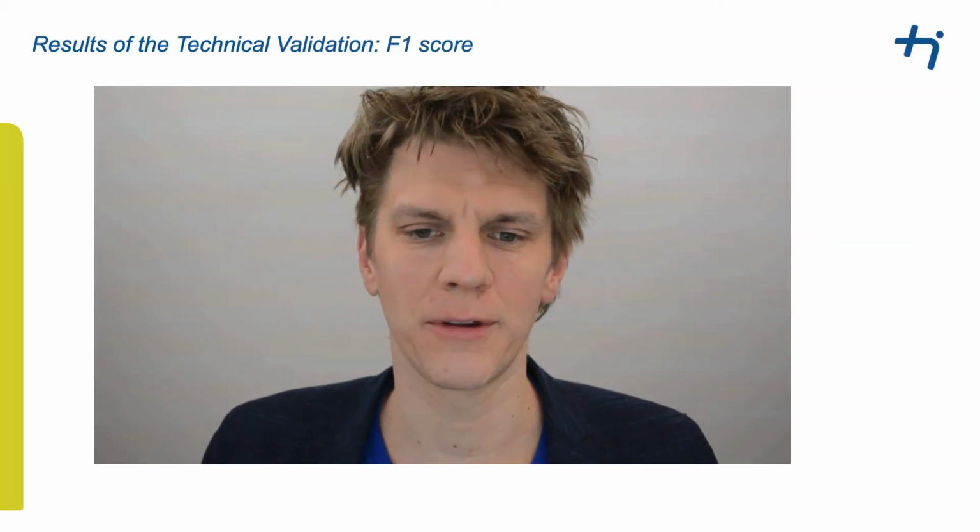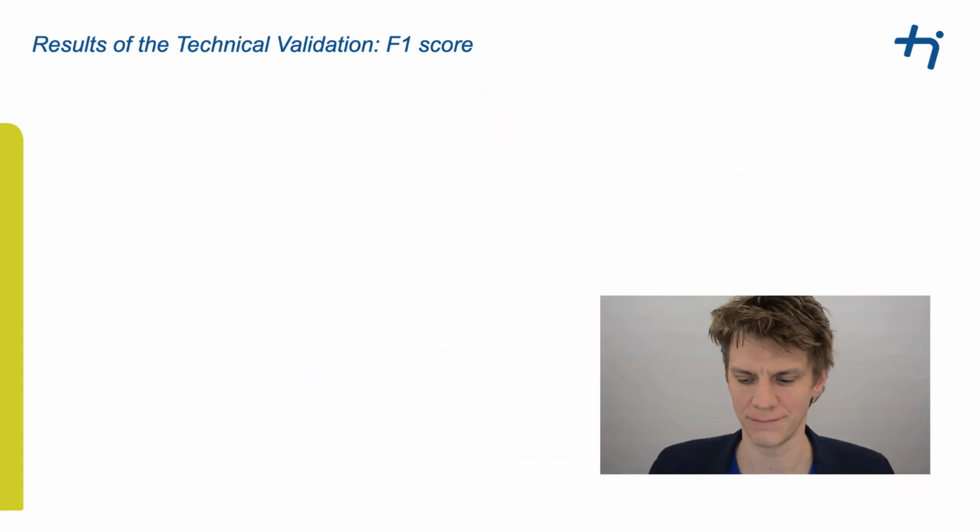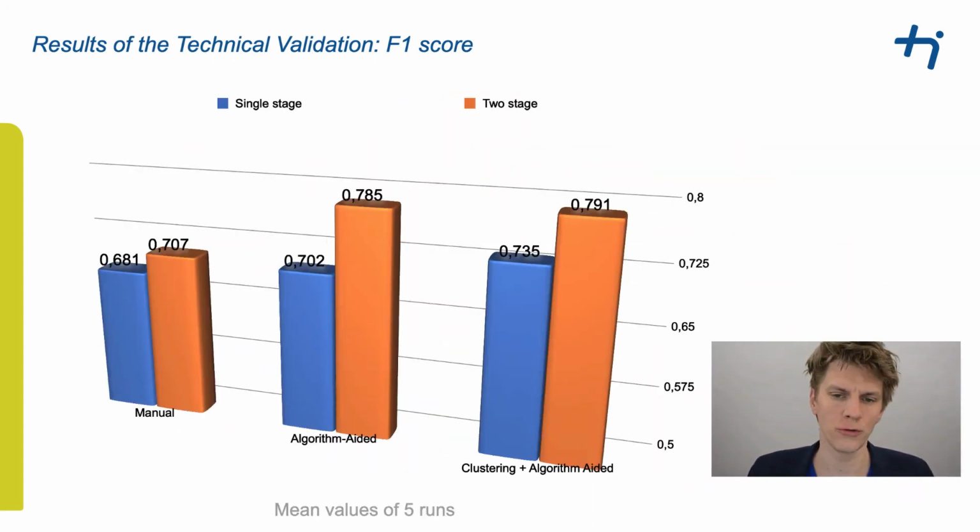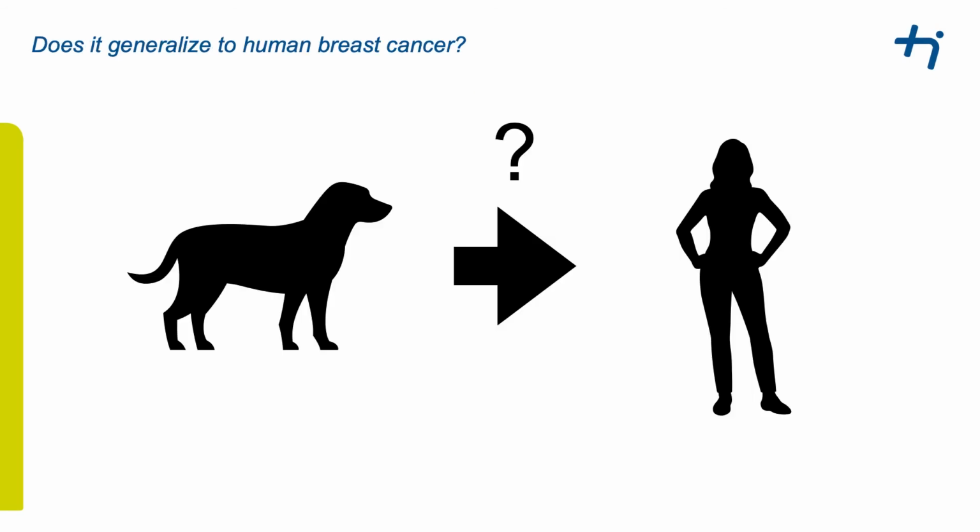Let me now come to the results of the technical validation. We trained two models with that, a first stage model and a subsequent secondary stage to that first stage. And we found that all of the annotation steps that we did had a measurable and improving effect on the dataset quality. You can see that the maximum that we got was an average F1 score of 5 runs of 0.791.